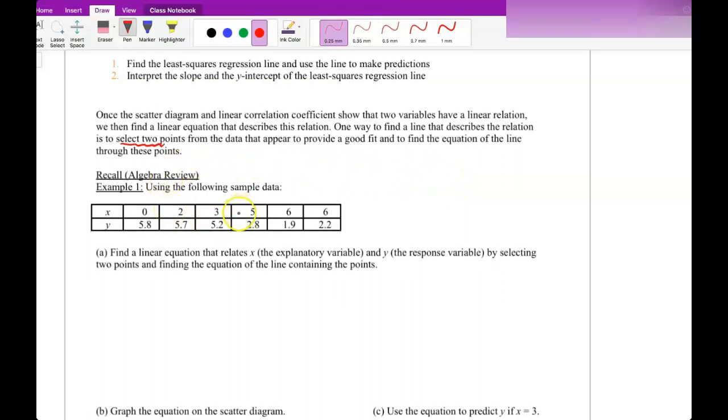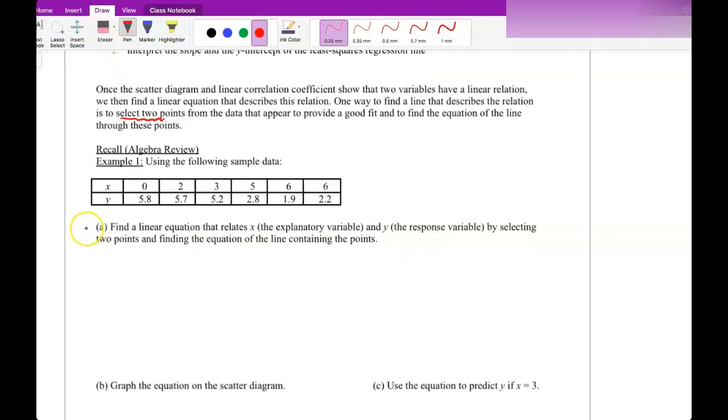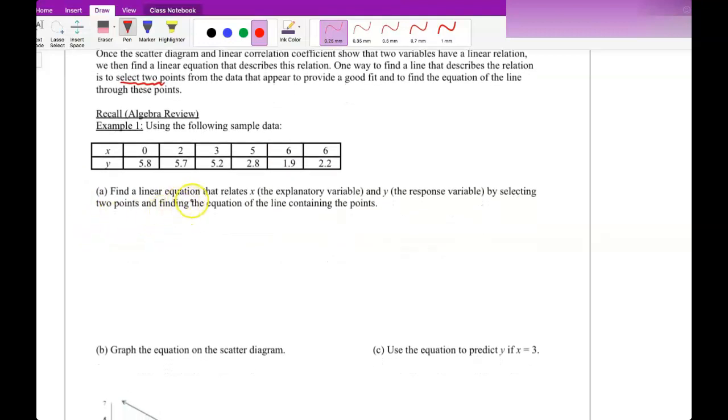We're going to use algebra for this part, using point-slope form and slope-intercept form. Example number 1, using the following sample data. In the first row we have x, the explanatory variable, and y as the response. Part A, find a linear equation that relates x, the explanatory variable, and y, the response variable, by selecting 2 points. So we're going to select 2 points and find the equation based on those 2 points.